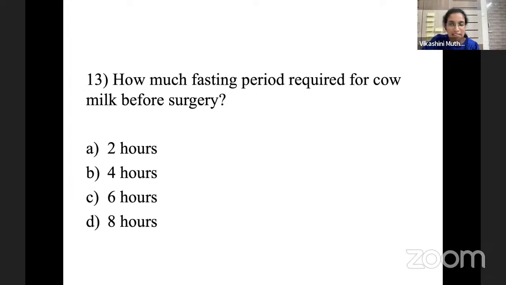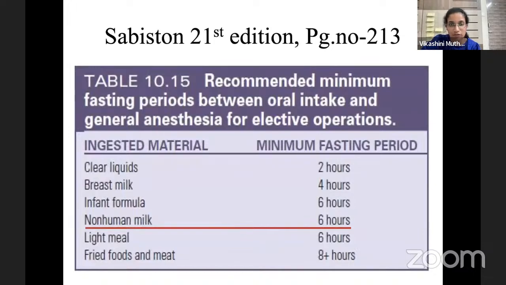We were discussing the cattle, and the next question is about the cows. So this is also a straightforward question from Sabiston. It gives you the recommendation. What is the minimum fasting period before you take the patient for surgery? In this recommendation, it says that for clear liquids, especially carbohydrate liquids, the minimum fasting period should be 2 hours, and for breast milk, it is 4 hours.